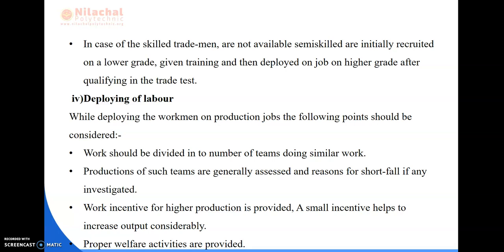While deploying the workmen on production job, the following points should be considered. Work should be divided into a number of teams doing similar work. Production of such teams is generally assessed and reasons for shortfall, if any, investigated. Work incentive for higher production is provided. A small incentive helps to increase the output considerably. Welfare activities are provided. So these are the organization of the labor.